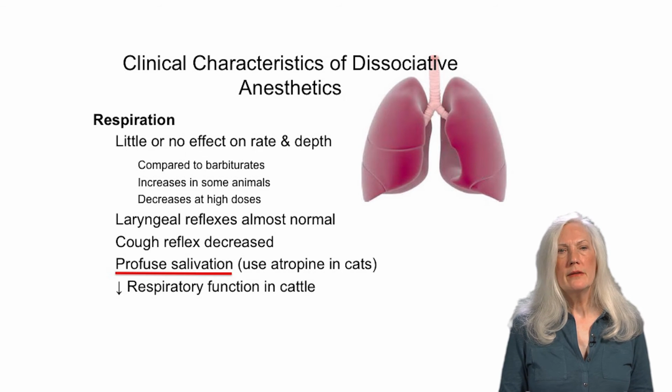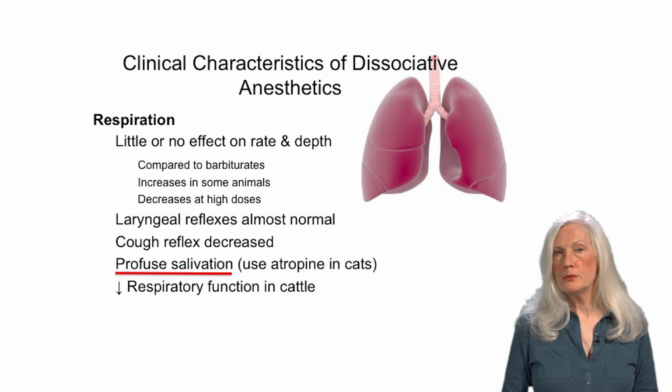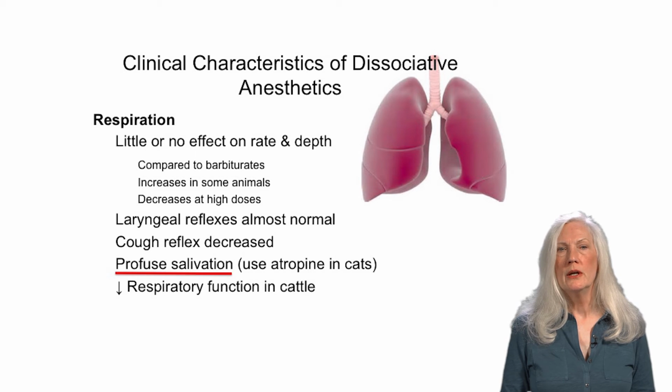Dissociative anesthetics have little or no effect on respiration, just the opposite of most other injectable anesthetics. It's only at very high doses that respiration is inhibited, except in cattle, where respiratory function is more sensitive to these drugs. In addition to a relatively normal rate and depth of respiration, there's little or no effect on laryngeal reflexes, but the cough reflex may be depressed.